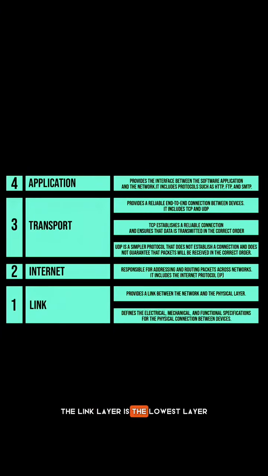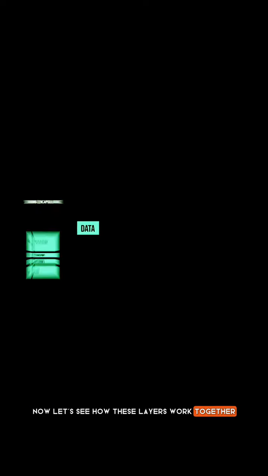The link layer is the lowest layer and is responsible for physical communication between devices on the same network. It includes protocols such as Ethernet and Wi-Fi. Now let's see how these layers work together.